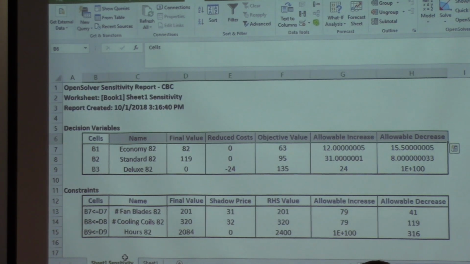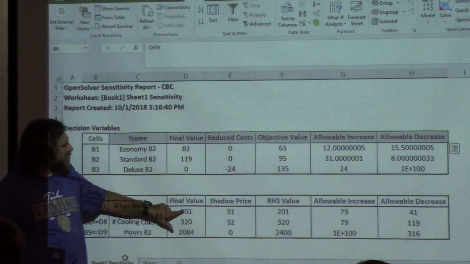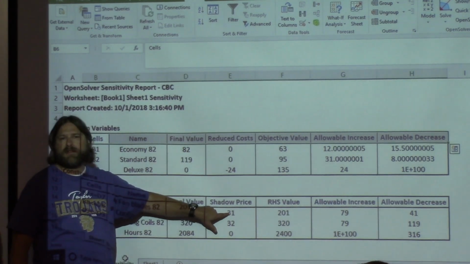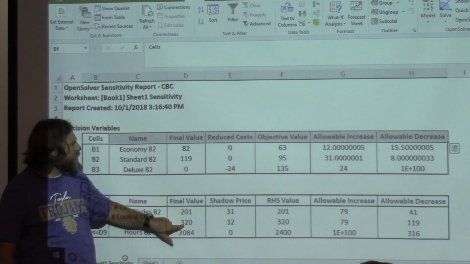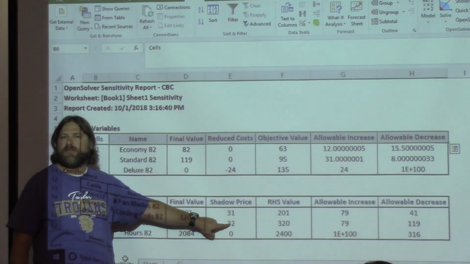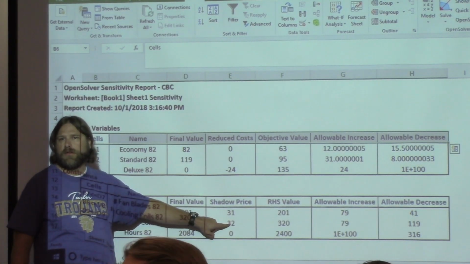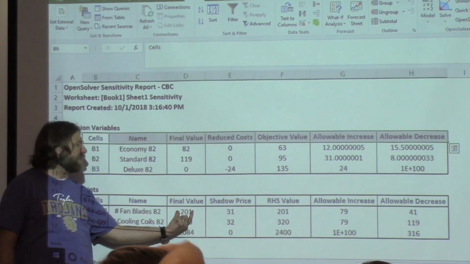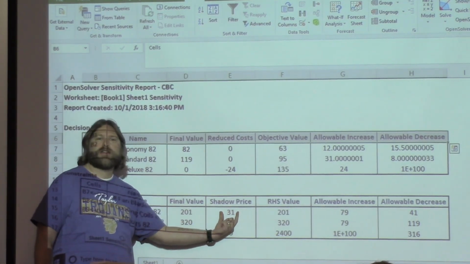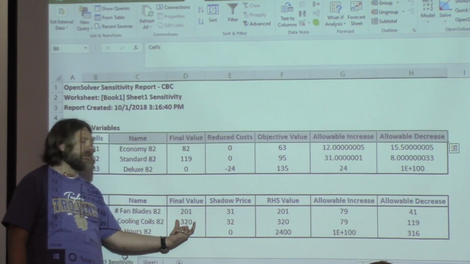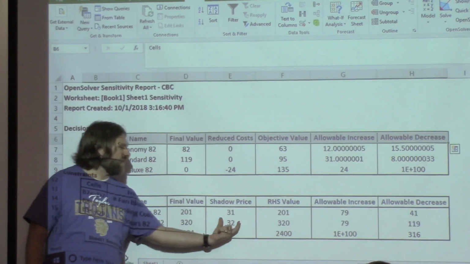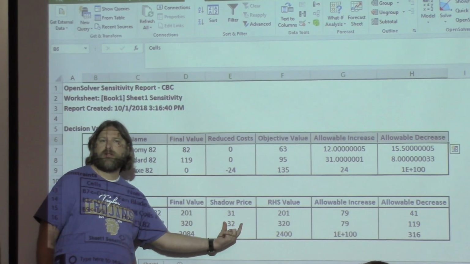So that's exactly what it's telling us: if we increase this value by 1, we expect the objective function to increase by 31. If we increase this by 1, we expect the objective function to increase by 32. Likewise, if we decrease this value by 1, we expect the objective value to decrease by 31. And if we decrease this by 1, we expect the objective value to decrease by 32.